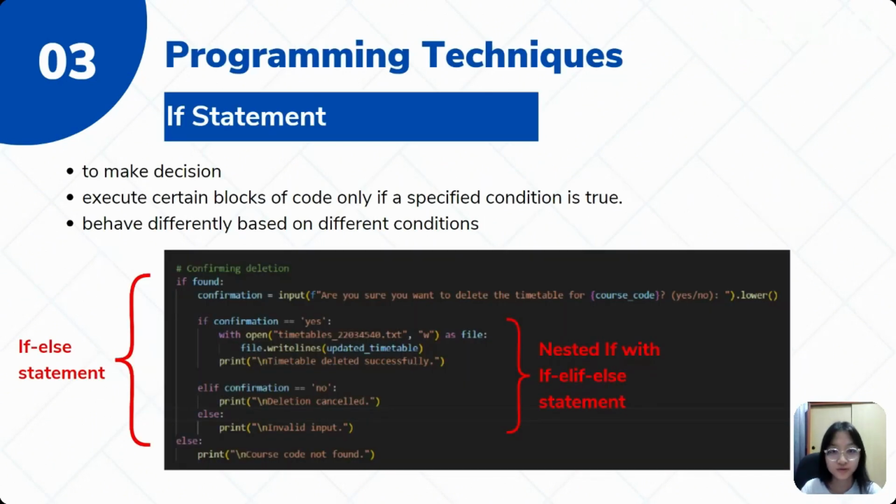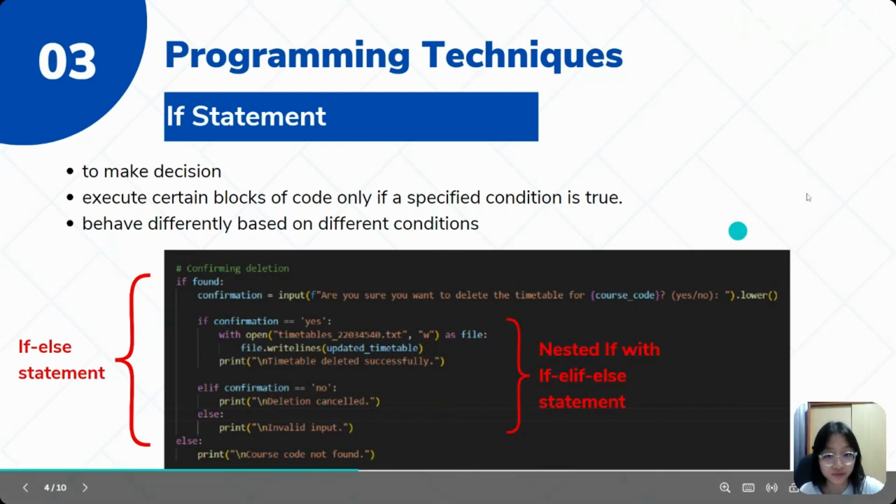Moving on to the programming techniques that I've used in the coding. The first one is the if statement. So I use if statement when I want to make decision in my code, and it allows the program to execute certain blocks of code only if a specific condition is true. And I apply if statement when I want the program to behave differently based on different condition. And these are the examples.